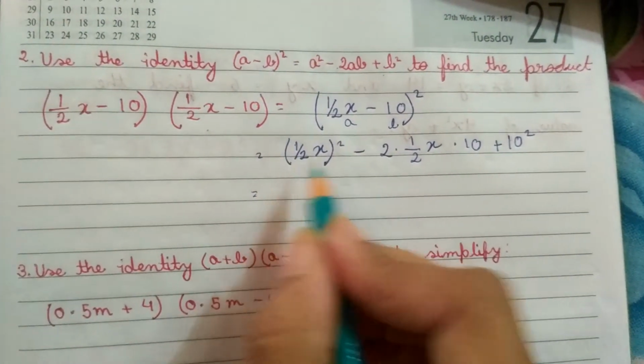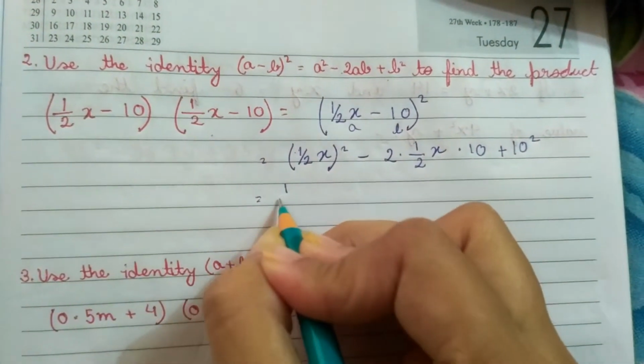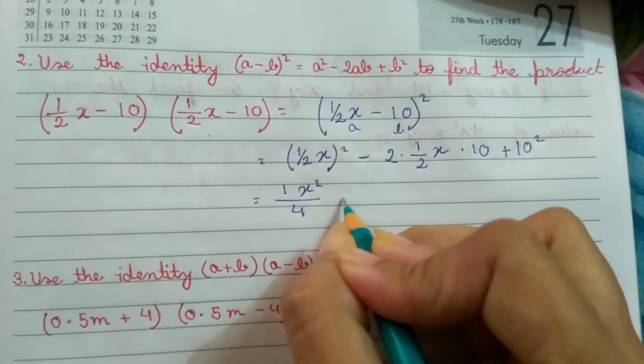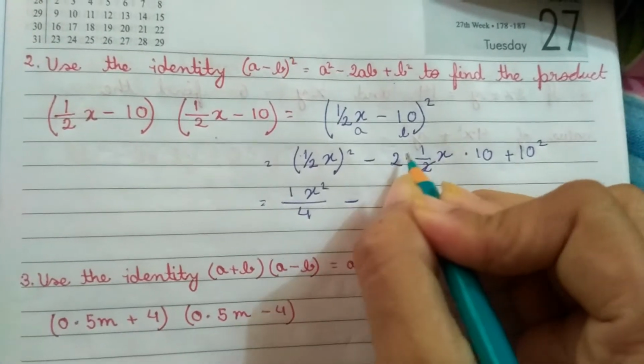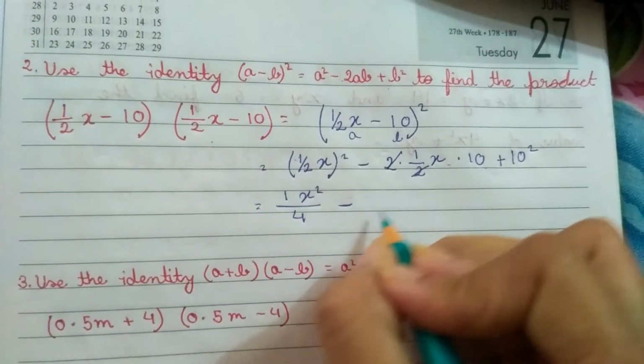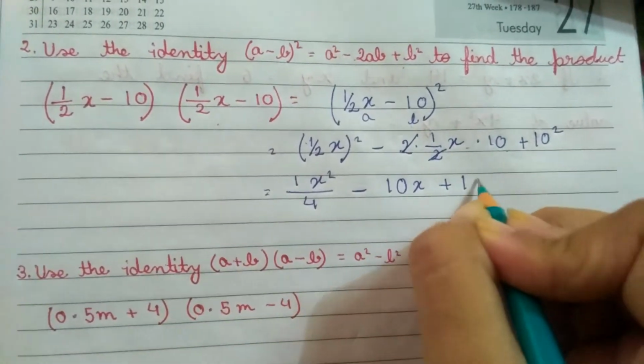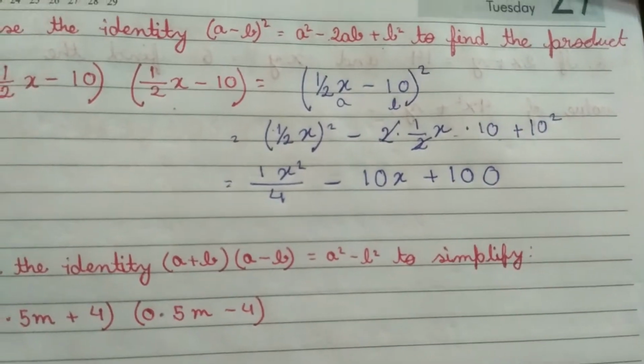Now see, 1 by 2, that means 1 square is 1, 2 square is 4, and x is x square. Minus, we can cancel out 2 and 2 and we will get 10 into x, that is 10x, and 10 square is 100. And this is your answer.